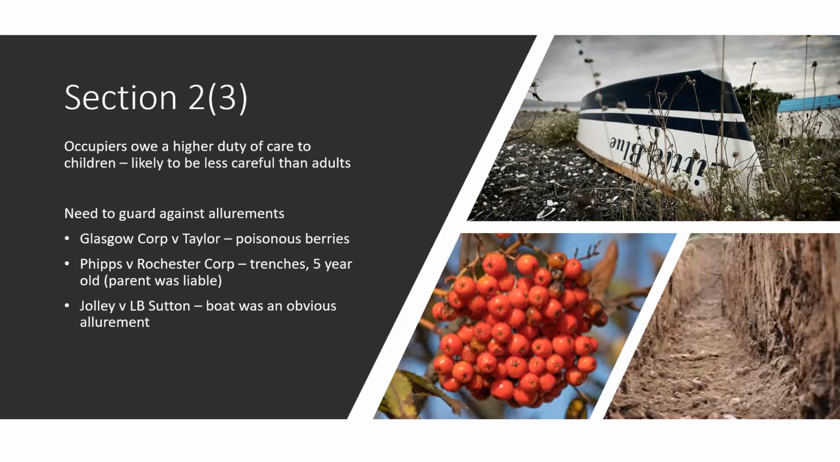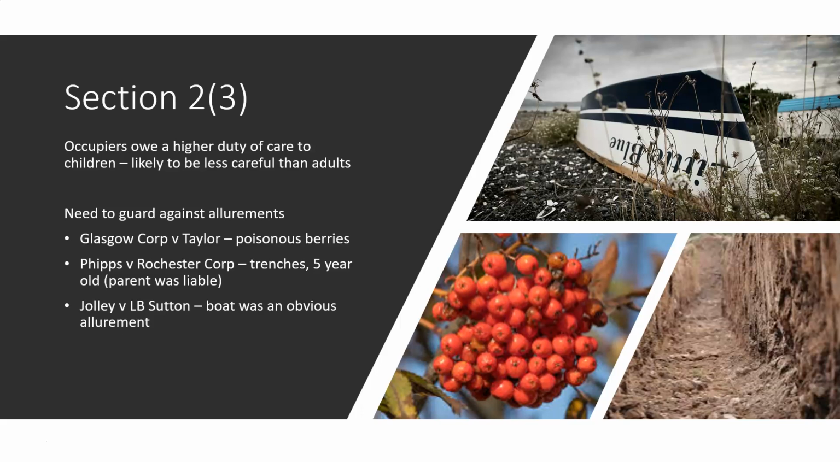than adults, and that's specifically what Section 2.3 says. So you have an extra duty to really guard against what are called attractions and allurements, things that kids will clearly go to and that could be dangerous. That's clearly shown in the case of Glasgow Corp v Taylor, where the council knew there was a poisonous berry shrub on their grounds and they didn't do anything to remove it or fence it round, and a child, I think it was a 7-year-old child, ate the poisonous berries and died.